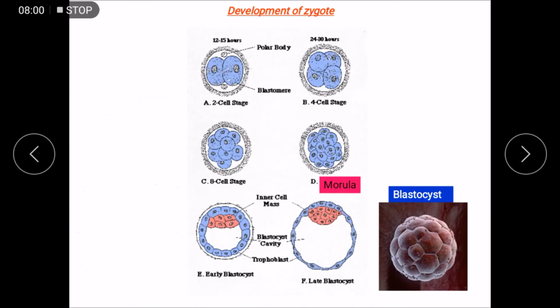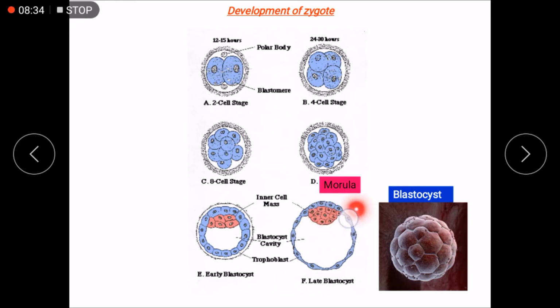So let us see. There are 2 cell, then 4 cell, then 8 cells. After 8 cells, you have 16, then 64 cells. This is also morula. After that, when it is about 100, we call it blastocyst. Now this blastocyst has one layer outside, and inside it has one mass. We call it the inner cell mass. This inner cell mass is the one that will develop into the embryo.